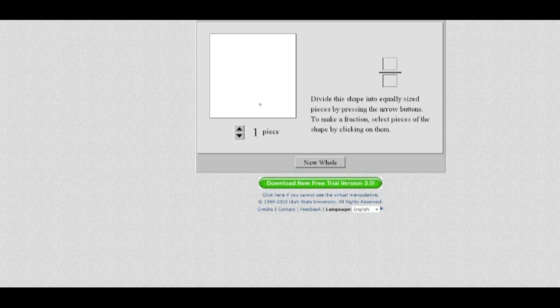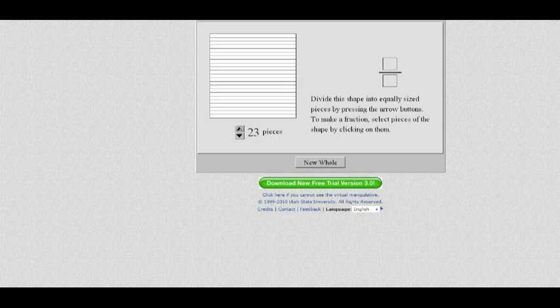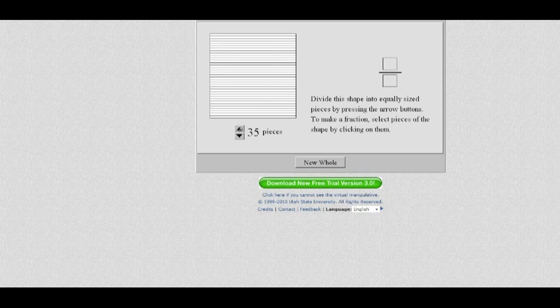Here we've got one whole, and I'm going to start increasing the number of pieces. So I'm increasing the number on the denominator, and I'm making that number larger and larger. And as you can see, those pieces are starting to get very, very small. So as this number on the bottom gets very large, my pieces get pretty tiny.